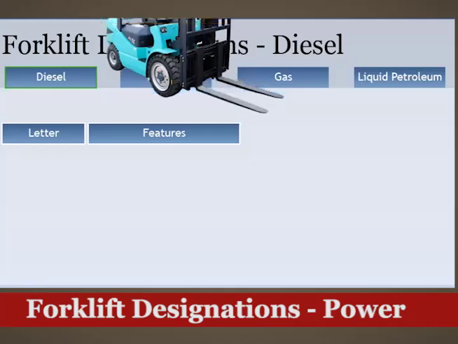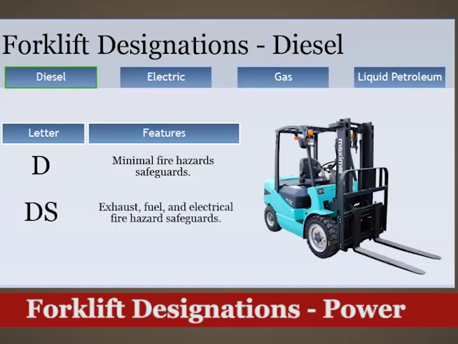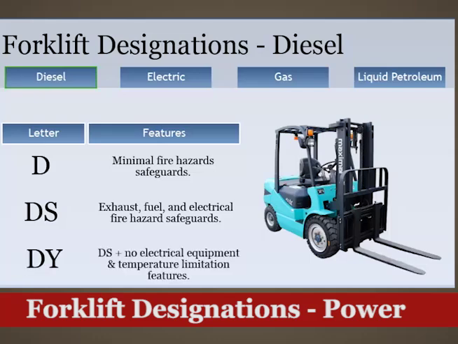Diesel-powered forklifts have 3 sub-designations. D-style forklifts come with minimal fire hazard safeguards. DS forklifts include exhaust, fuel, and electrical fire hazard safeguards. DY forklifts include all the safeguards from DS models, and have no electrical equipment. They also have temperature limitation features.